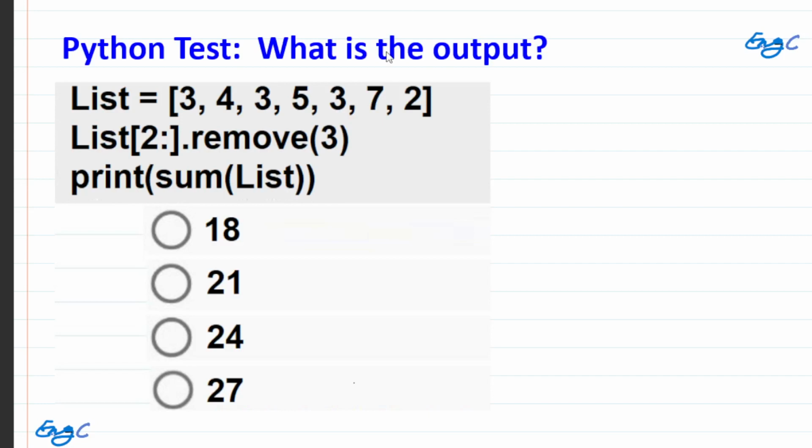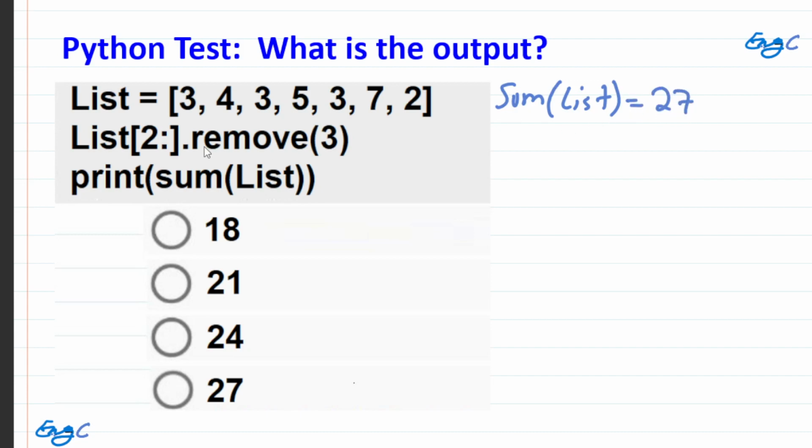What is the output of this Python code, which is a brief Python test? As you can see, I'm defining a small list with 7 elements, and they are 3, 4, 3, 5, 3, 7, 2. For reference, if we print the sum of the list from the get-go, we get 27 for the sum of the elements inside this list. So that is really 27.